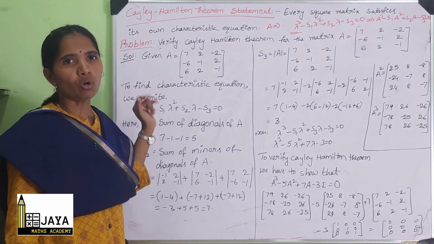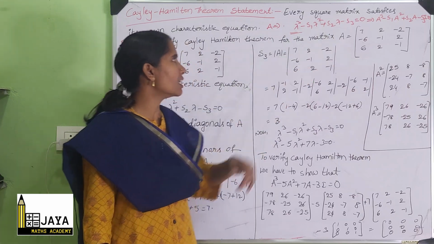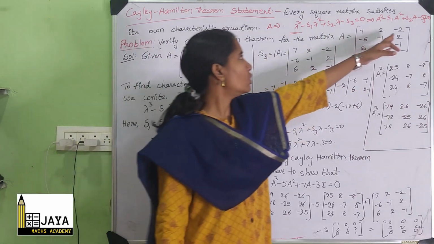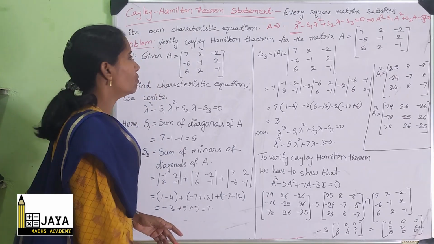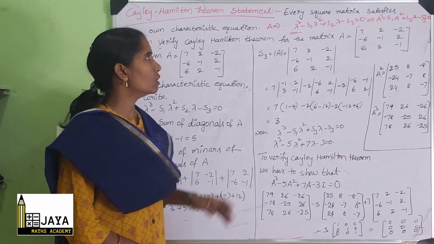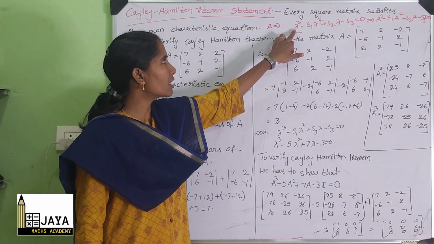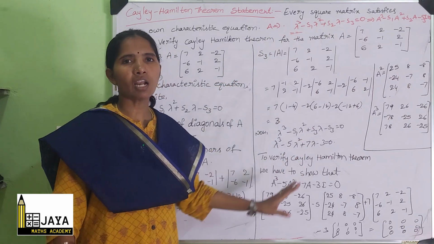Now come to one of the examples. Verify Cayley-Hamilton theorem for the matrix A is equal to [7, 2, minus 2; minus 6, minus 1, 2; 6, 2, minus 1]. How to verify this? First we want to find the characteristic equation. After that, instead of lambda we substitute capital A. Then we check whether it will satisfy or not.